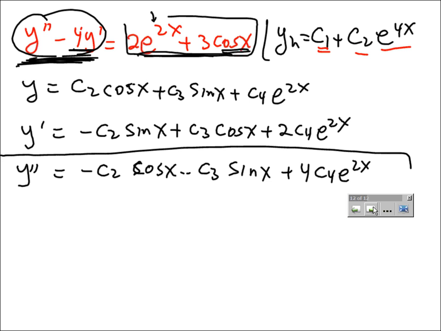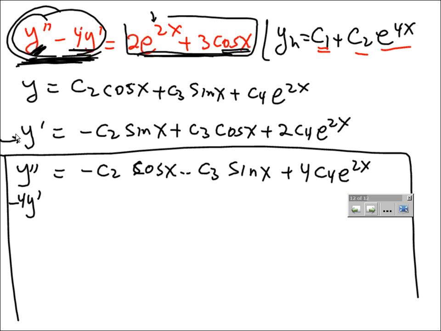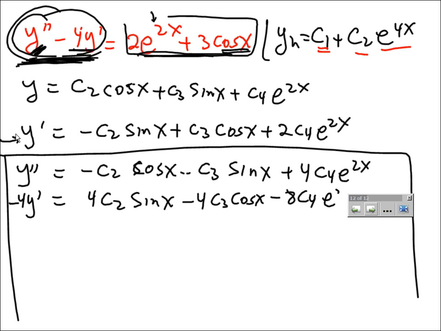Okay, and everything below here, I'm going to build up this. Why did I put the line there? Because the first thing I need is y double prime, which is right there. Now I'm going to multiply y prime, which is right there, by negative 4. So I get 4c2 sine x minus 4c3 cosine x minus 8c4 e to the 2x.